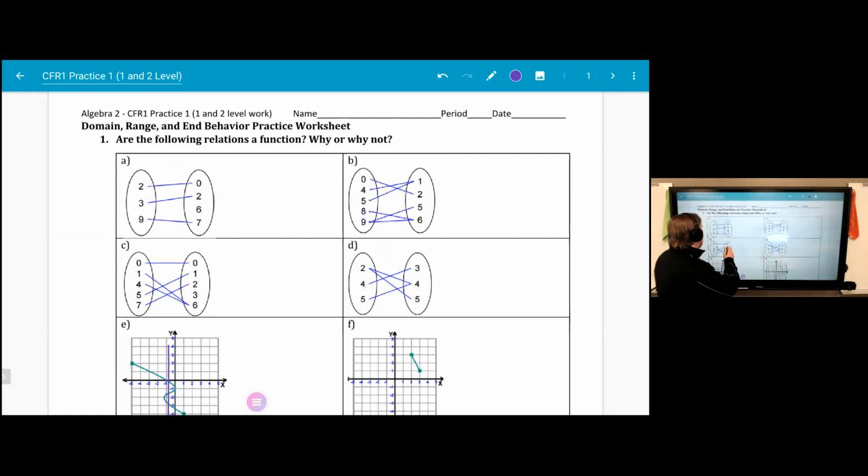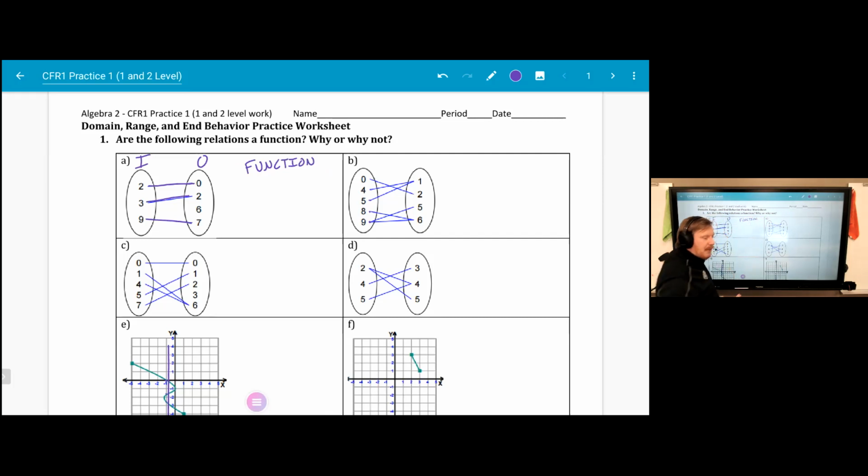These are called mapping diagrams. If I'm looking at a mapping diagram, this is my input and this is my output. Each input has exactly one arrow or one line going from it. So this makes this a function. Yes, this is a function. Let's write function here.